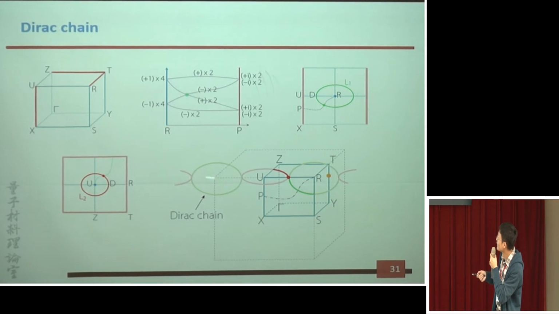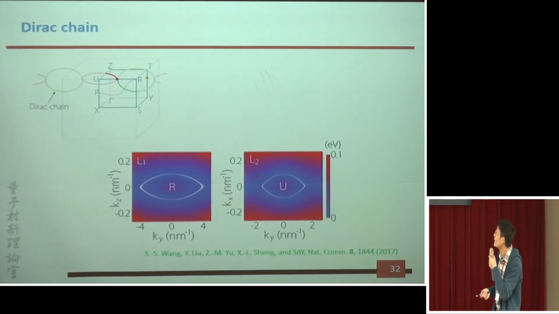And similarly, for the top surface, you do the same argument. You have another loop. And the two loops must touch at a single point on this UR path. And this is the DFT result. If we trace out the crossing points on the front surface, it's like this, and on the top surface, it's like this, the two loops.